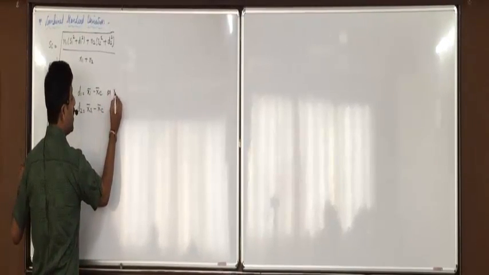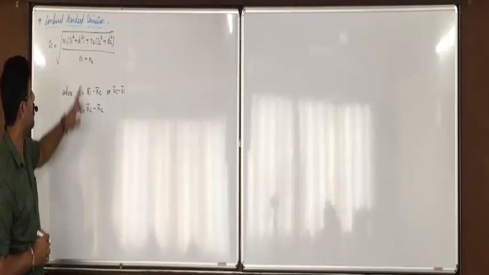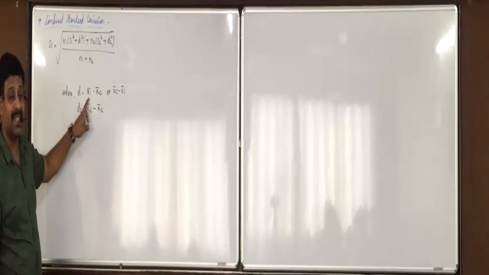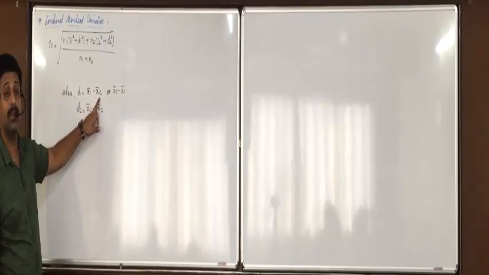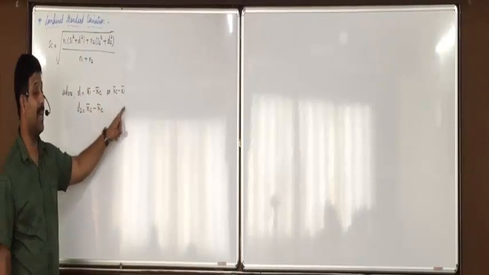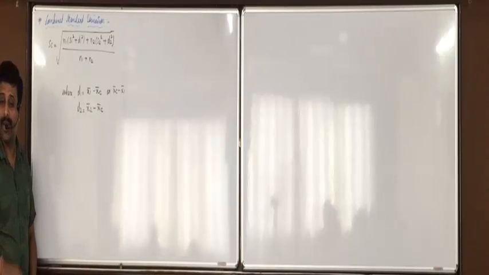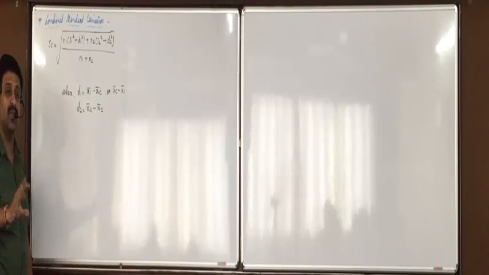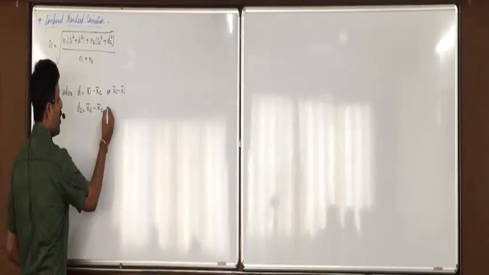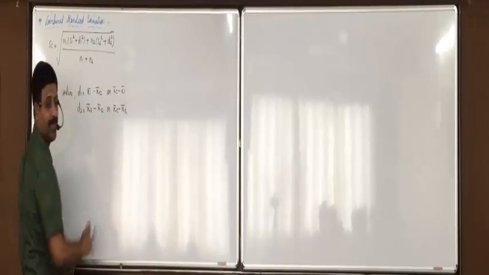Even if you by mistake do x bar c minus x1 bar, because we are going to square it, it makes no difference. Suppose 6 and 4: 6 minus 4 is 2, 2 square is 4. When you do 4 minus 6, minus 2 square is 4. So it does not make any difference. Don't get confused, do either of these two only: x1 bar minus x bar c, or x bar c minus x1 bar.